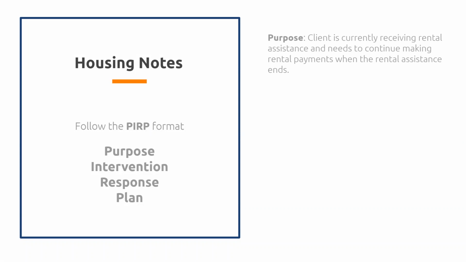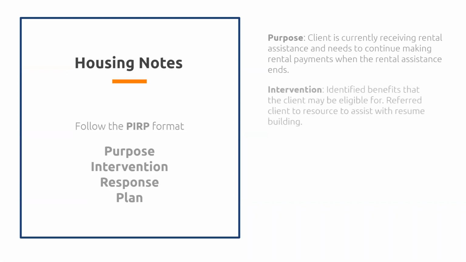Next would be the intervention. What intervention did you provide in the session? What did you do to assist the client? An example would be we identified benefits that the client might be eligible for, referred client to resources to assist with resume building. And the next one is the response. What is the response of the client to the intervention?